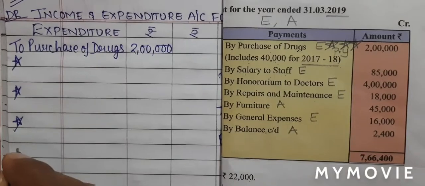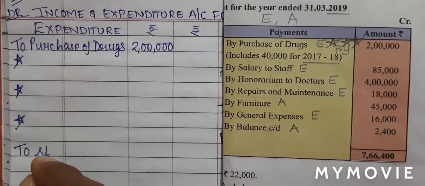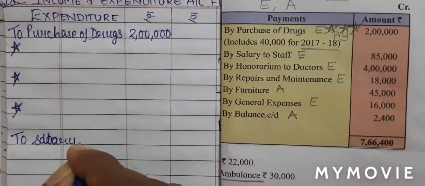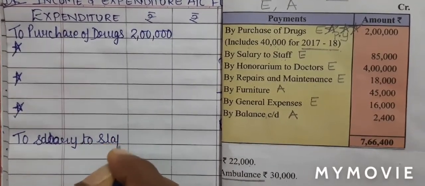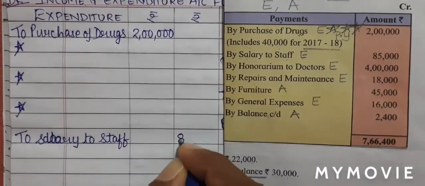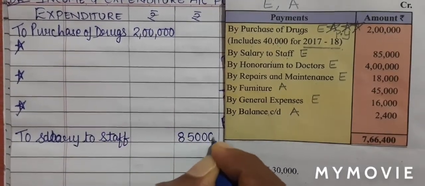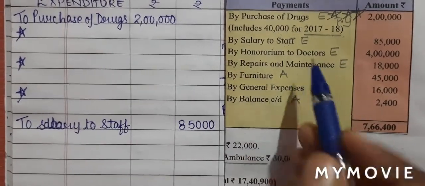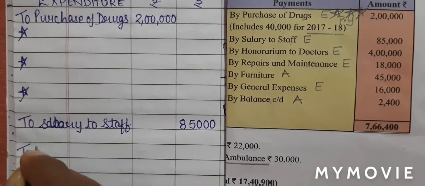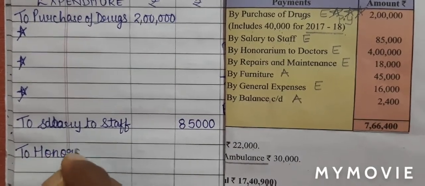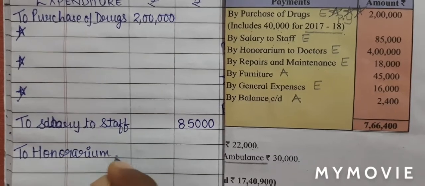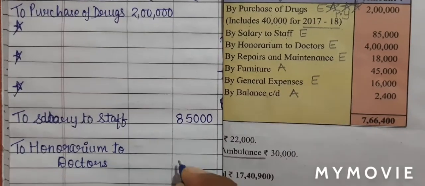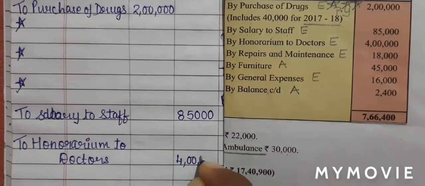Salary to staff. Again on the expenditure side, I'll write to salary to staff. There is no star, so in the outer column, 85,000. Next is honorarium to doctors. Again on the expenditure side, I'll write to honorarium to doctors. In the outer column, 4 lakh.